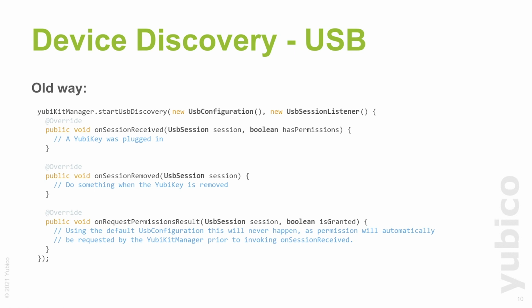What has changed is this USB session listener interface that's used here. As you can see, the old version had three different methods that you needed to implement: on session received, on session removed, and on request permission result. These were called when a YubiKey was attached, removed, or when permissions were granted. And actually, if you use the default configuration, the request permissions result function was never invoked, because the default is that the SDK takes care of permissions for you. So on session received gets called once you actually have permission to use a YubiKey.